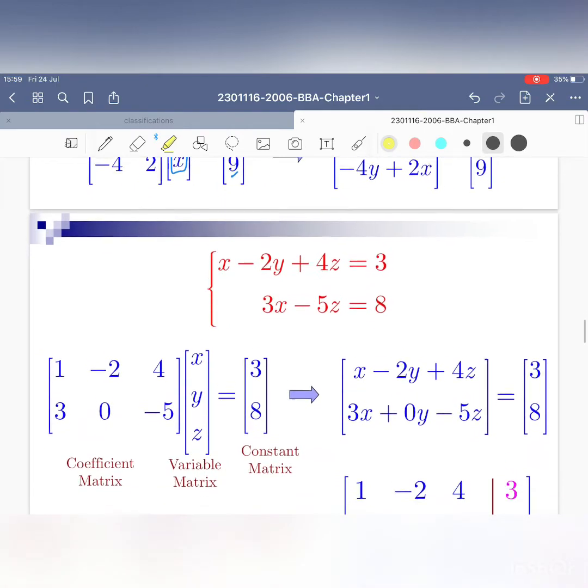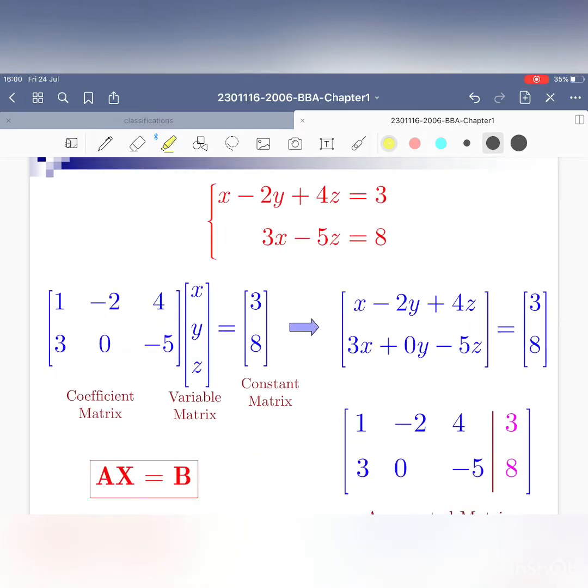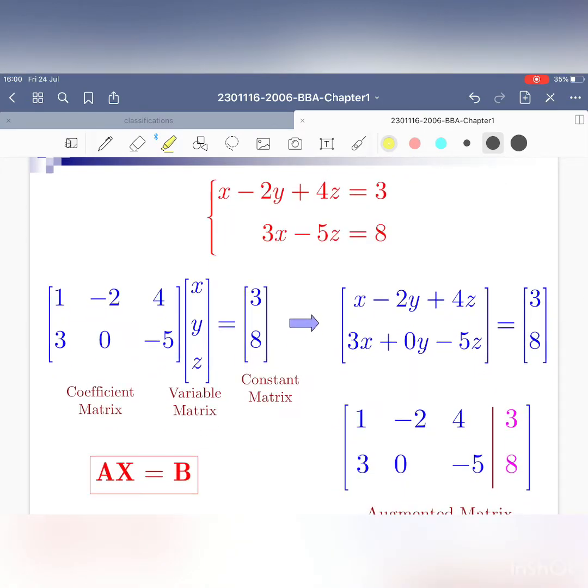Or I mean, you can have this kind of strange situation. Usually this is not the case in high school. So here you have 3 variables, x, y, z, but only 2 equations. The first one is x minus 2y and 4z equals to 3. The second one is 3x minus 5z equals to 8.